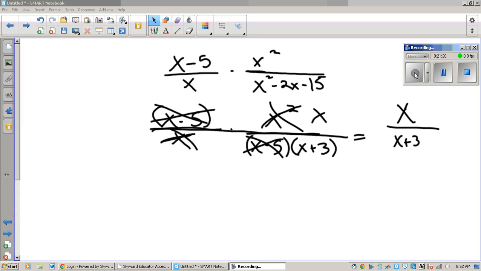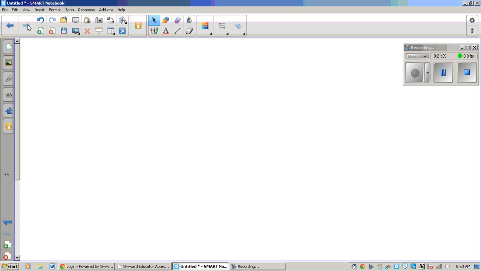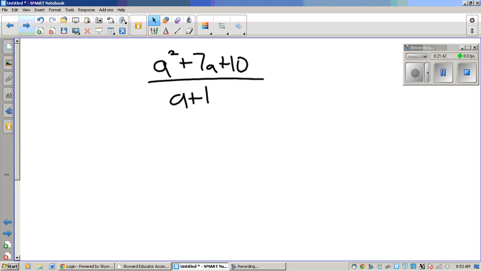And this one's from the book. It is a squared plus 7a plus 10 all over a plus 1, times 3a plus 3 over a plus 2. All right, so here is our problem. And again, we want to look for anything that we can factor. If we have a trinomial, we want to see if there's a greatest common factor. If not, let's factor it by multiplying and adding.